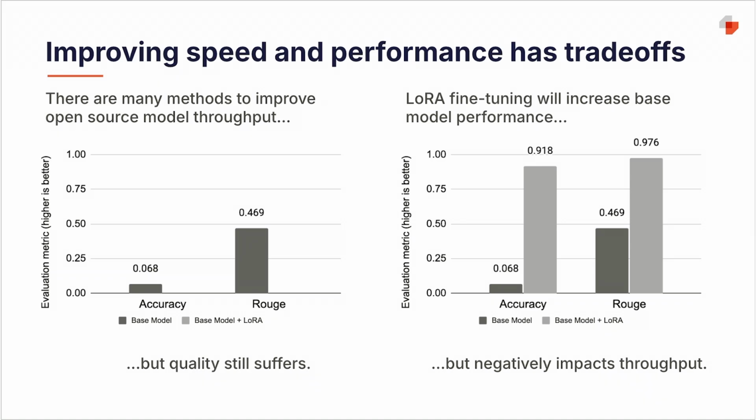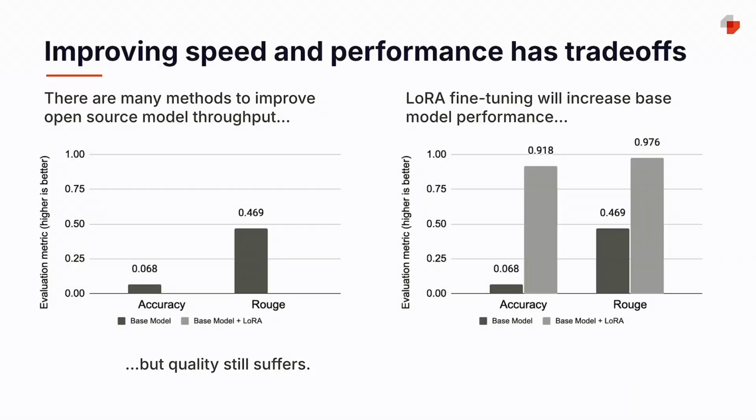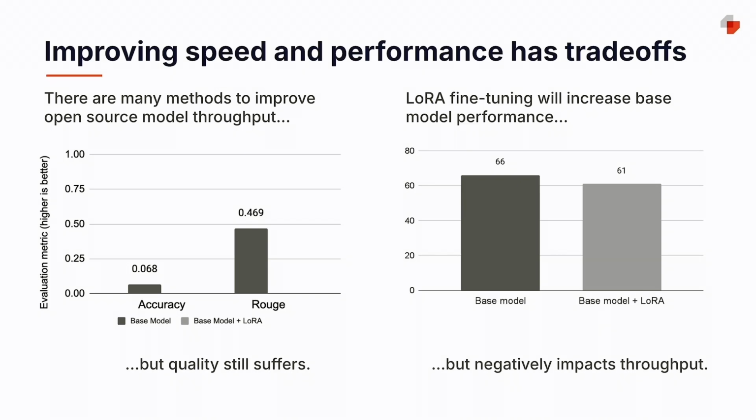On the other hand, we know from Vlad and Piero that LoRA fine-tuning can increase base model performance pretty significantly, right? This is the same model post fine-tuning, and you'll see it's nearly a 15x increase in accuracy and almost a 2x increase in ROUGE. But somewhat of a problem with LoRA fine-tuning is that because we're injecting new modules into your base model, we're essentially increasing the size of the model fractionally, and it also means there's more multiplication. So you're going to partially impact throughput.